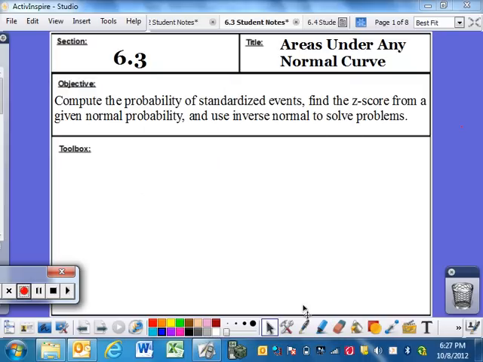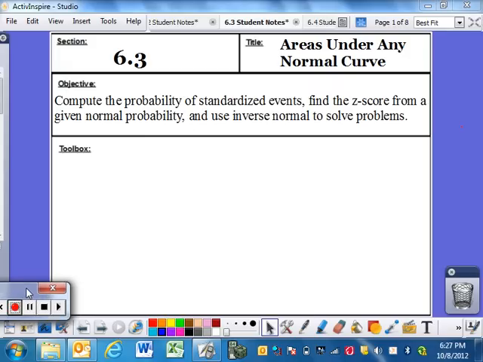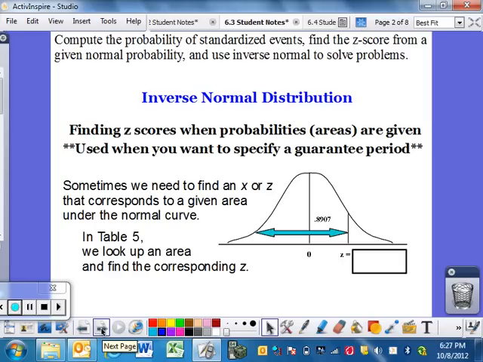Alright, this is section 6.3, areas under any normal curve. We're going to play kind of a game today, and I'm sure you all love hearing that when I start off saying that today is all about being game day. So what are we going to do? We're doing basically the inverse, or the opposite, of what we did in the last section. In the last section I gave you a z-score and you had to find the probabilities. Well, we're going to do kind of the opposite.